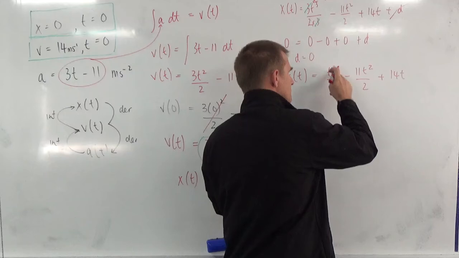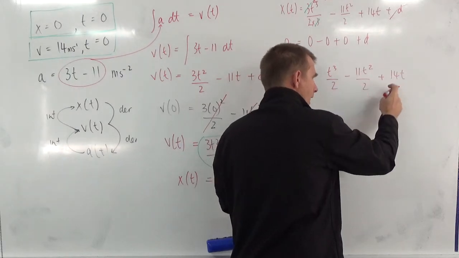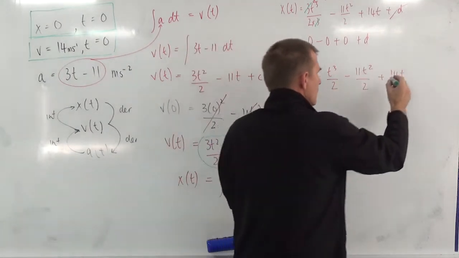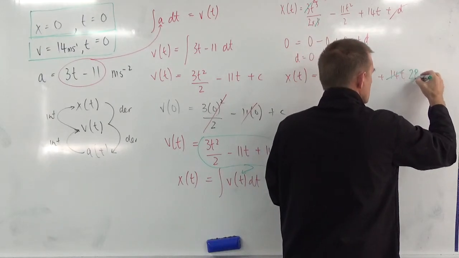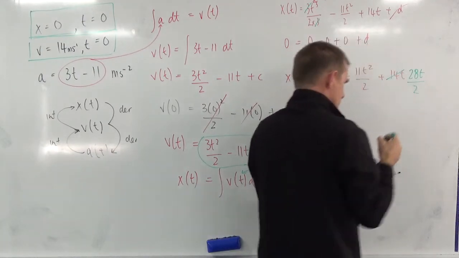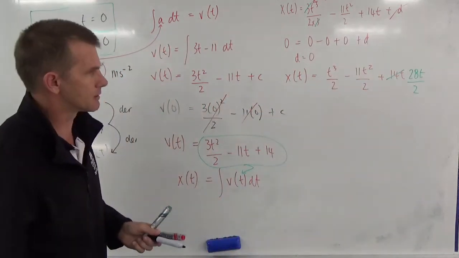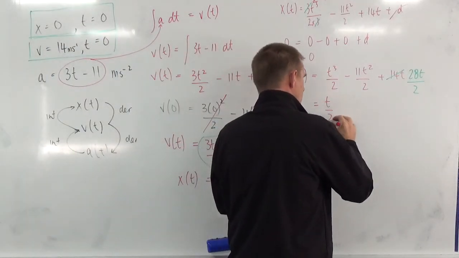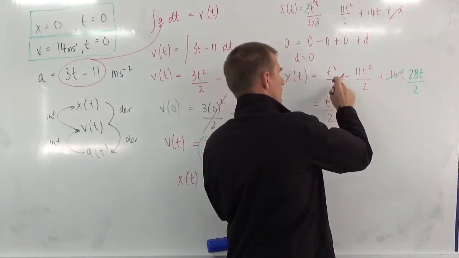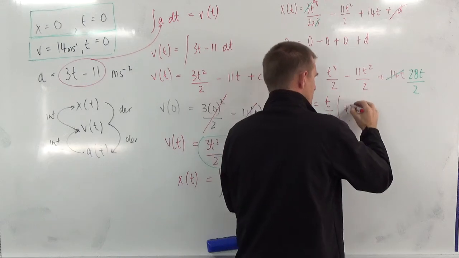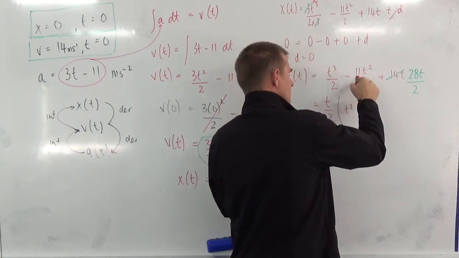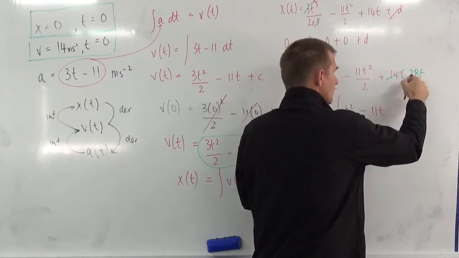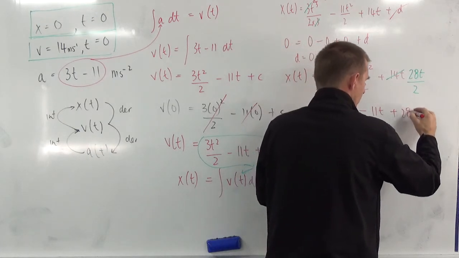Look at this. If I take a t over 2 out, you're thinking, hang on, there's no t over 2 there. Well, there is. Write this one as 28t over 2. You can see the t over 2 there now. So, this is going to be t over 2 brackets. What are we going to be left with here? We're going to be left with t squared minus 11t, since the 2 and the t is gone, and we'll be left with the 28 there.